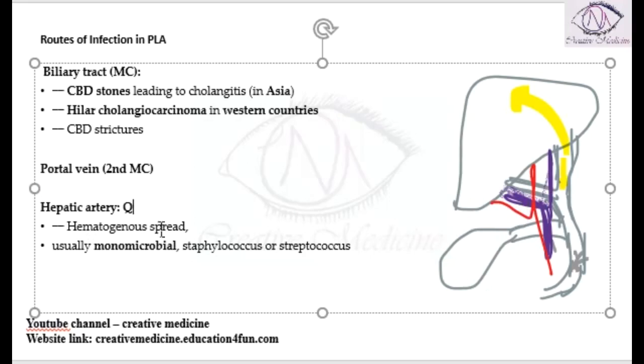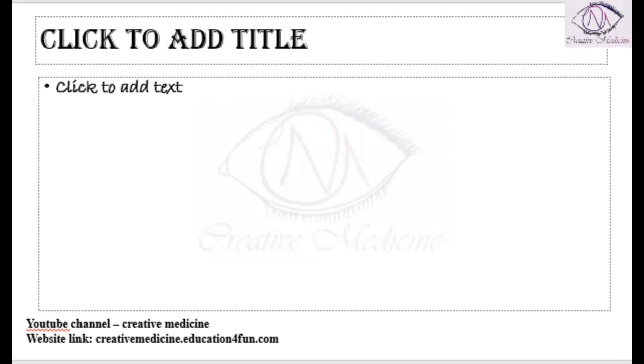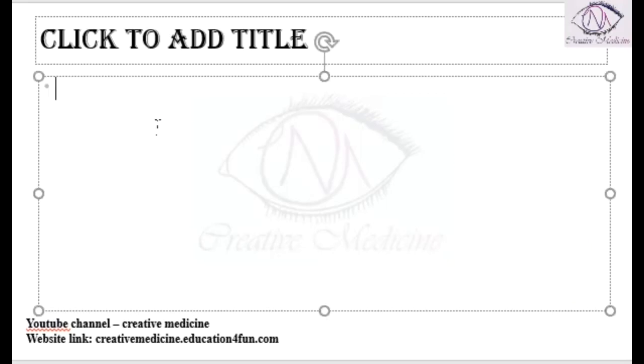Usually, when the pyogenic liver abscess occurs through the hepatic artery, it is monomicrobial, where only one microbe is involved. Preferentially, either staphylococcal or streptococcal involvement is seen. Then sometimes direct extension is also seen in liver abscess.